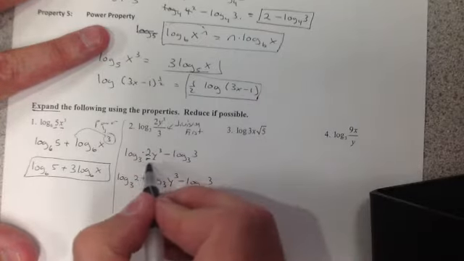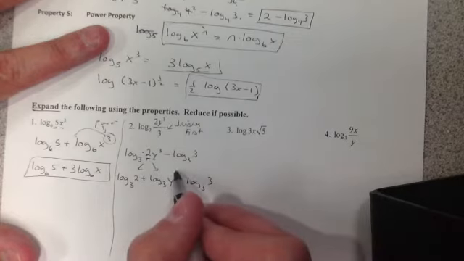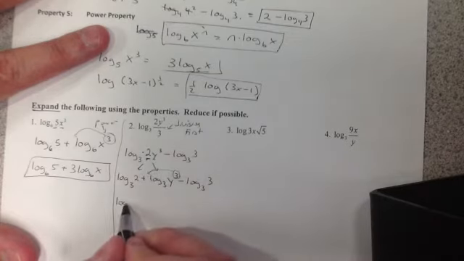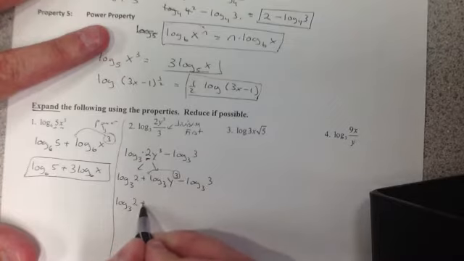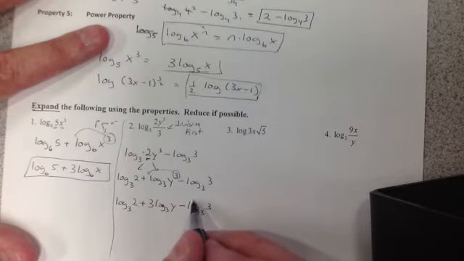I use my product property. And now I have my power property. Can bring that down to the front. We get the log base 3 of 2 plus 3 log base 3 of y minus the log base 3 of 3. And at this point, let's talk about this.